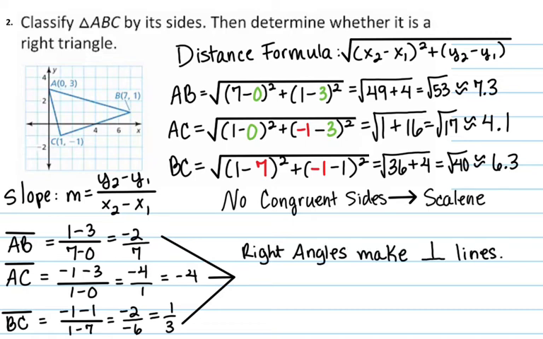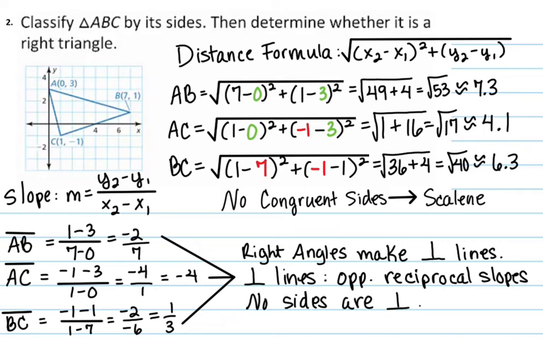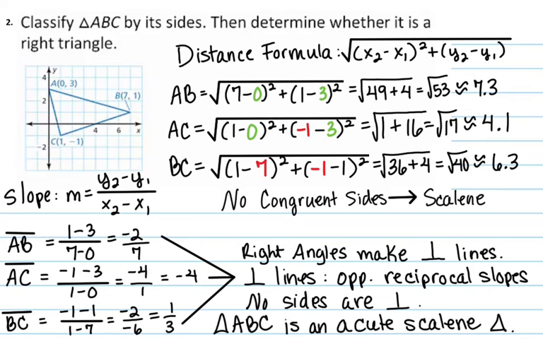All right, so first thing I said was right angles make perpendicular lines. Perpendicular lines have opposite reciprocal slopes, which means you flip them and take the opposite sign. And then we can see that none of them are perpendicular, so therefore it must be an acute scalene triangle.